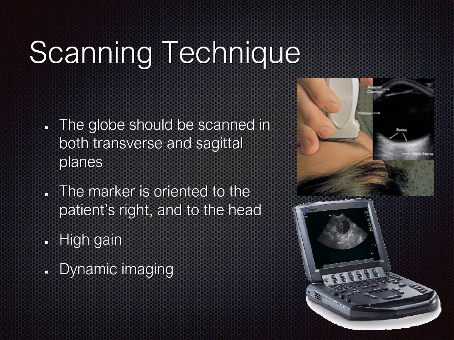And then a lot of the pathology won't be visible unless you get what's called dynamic imaging. So that's a clip of the eye while it's moving. So you hold the probe still and you have the patient look left and right and up and down, and that will move the contents of the eye and often reveals pathology that you wouldn't see otherwise.